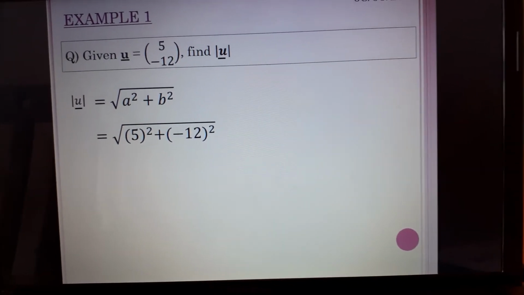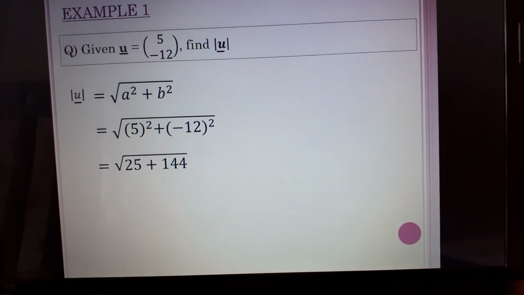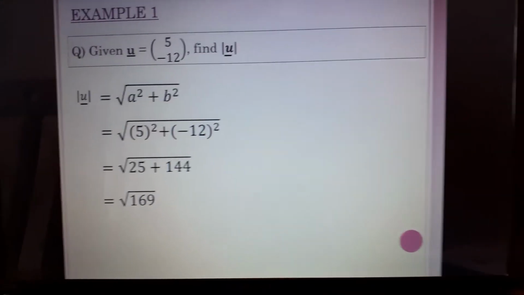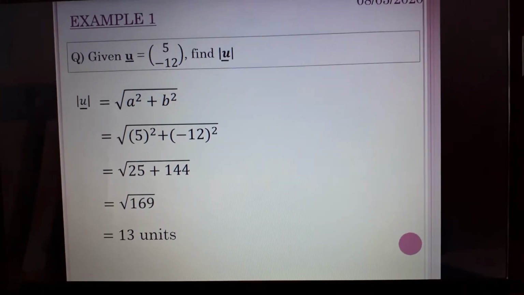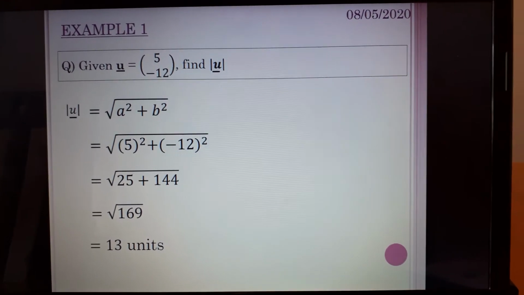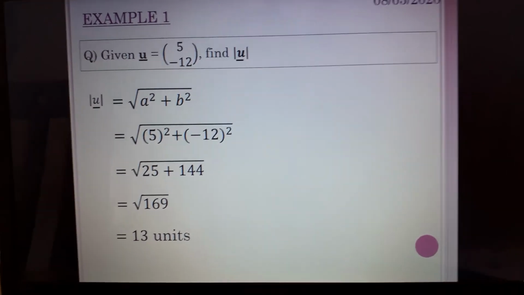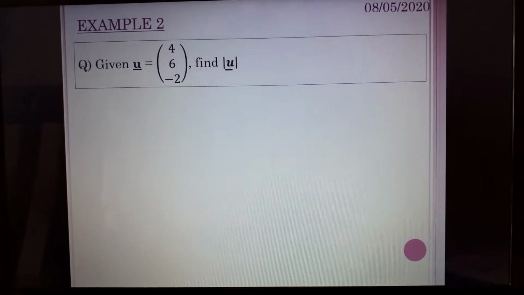So 5 squared is 25. Negative 12 squared is positive 144. That gives us 169, square root 169, and we have 13. Now it is a size. We don't have centimetres, millimetres. We don't know what the length of the units are, so we just put the word units in when we don't know what to call them.